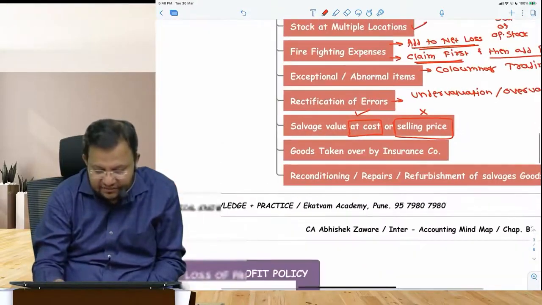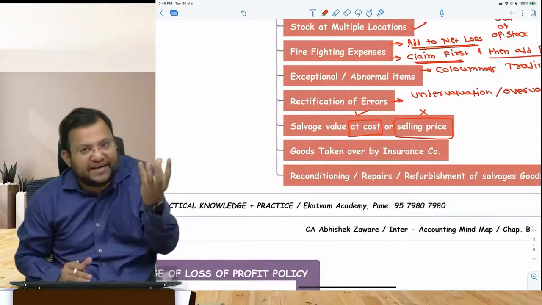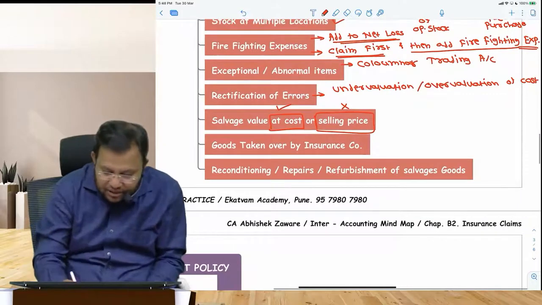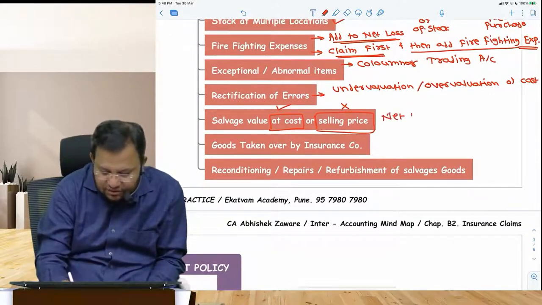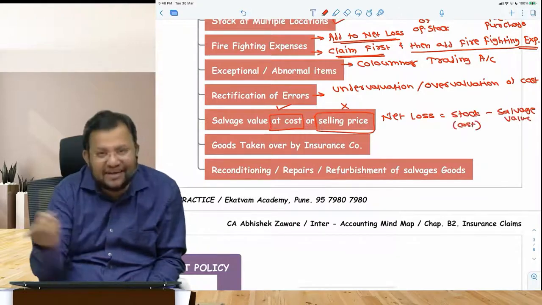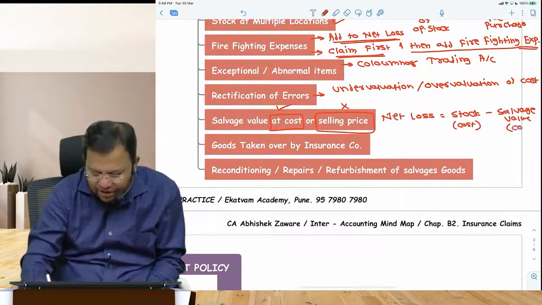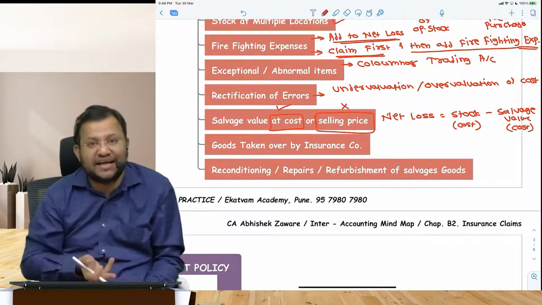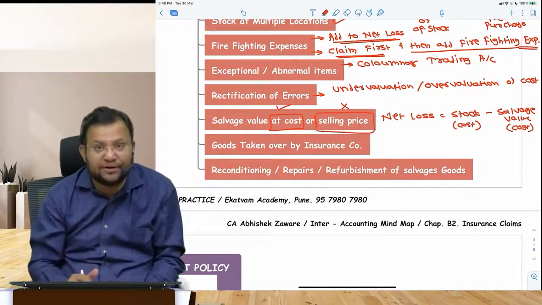I had dictated one sum because we are going to find a net loss. What was the formula for net loss? Stock minus salvage value. Now this stock is at cost, cost or NRV, whichever is lower. So salvage value should also be at cost. Then only comparison can happen. Otherwise net loss will be wrong.